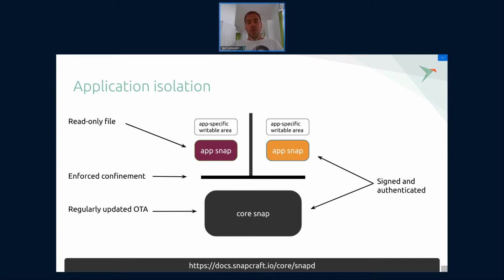The isolation pretty much works like this. Each snap has its own private space. The snaps are mounted as read-only file systems with a separate private writable area, so there's persistence across runs.